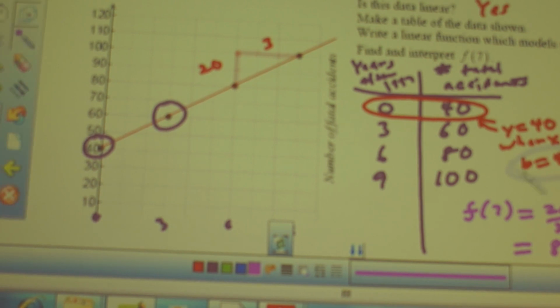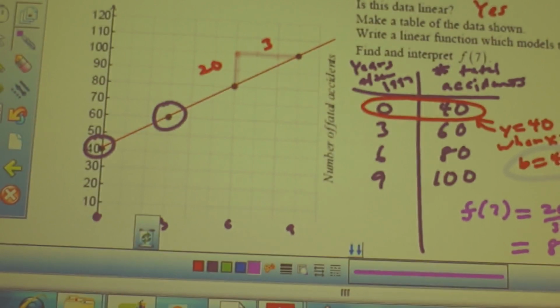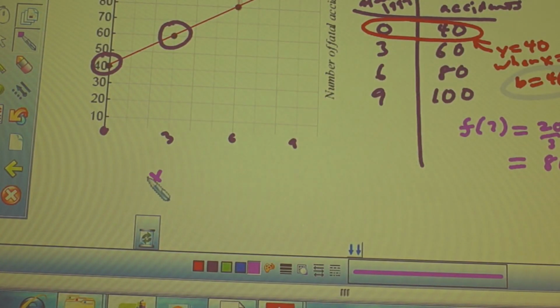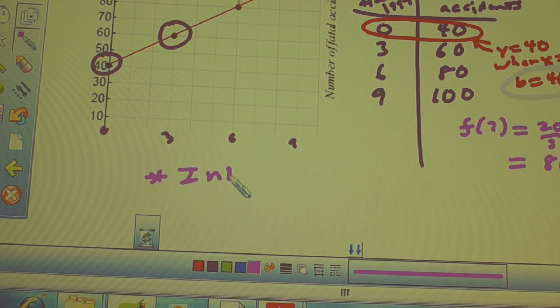Perfect. And those are, oh, and interpret it. Ooh. Okay, so this is a catch. This is one that people always screw up on the exam. All right, so here, we know what it is. Here's the interpretation. So put a little star, we're going to interpret it.